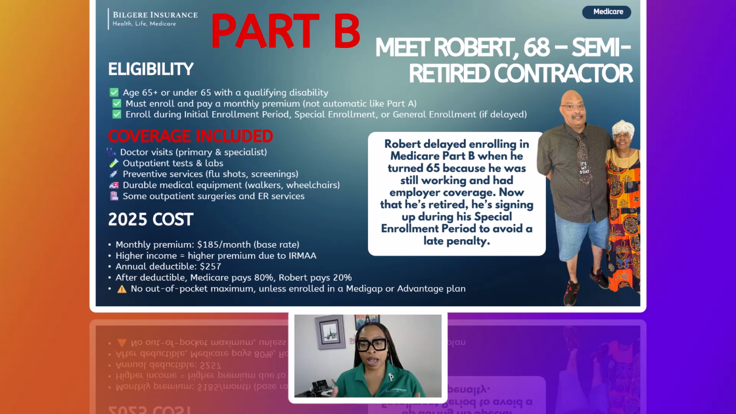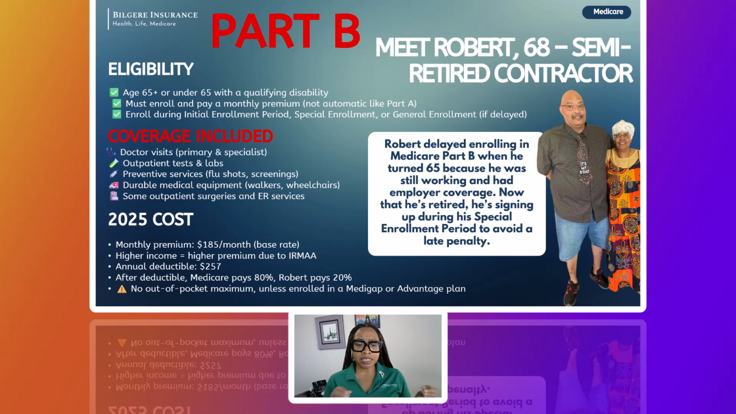But let's meet Robert, who is 68. He's a retired contractor. So what we've learned in Part A, remember, you qualify for Medicare at age 65, but Robert delayed enrolling in Medicare Part B when he turned 65 because he was still working and had employer coverage. Now that he's retired, he's signing up during his special enrollment period to avoid a late penalty. So, Robert here, age 65 or under with a qualifying disability.